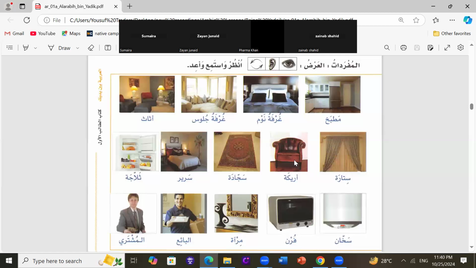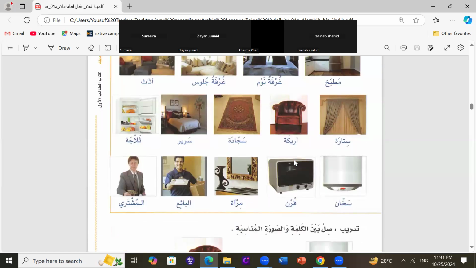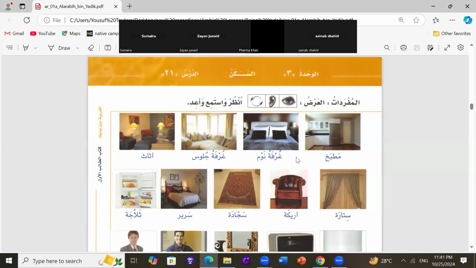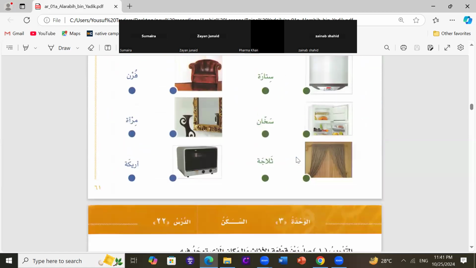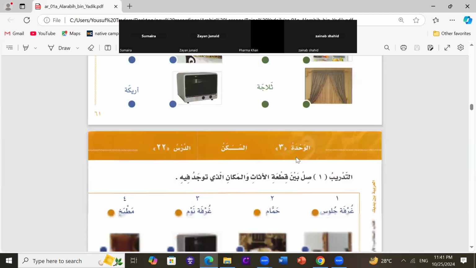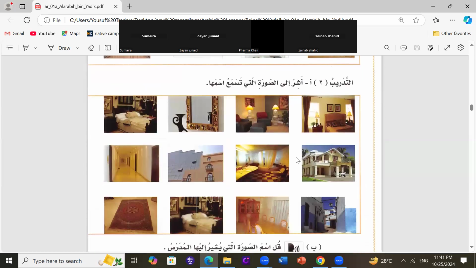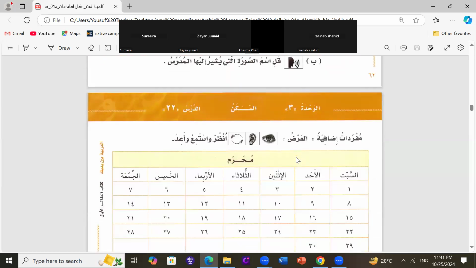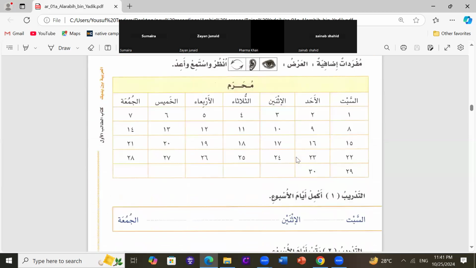Okay, some mufradat are here, but you guys have to read them out loud at home and do your practice sessions. And these exercises, you can look into all of them, and in the next class, you can discuss whatever you don't understand. So we will discuss these.